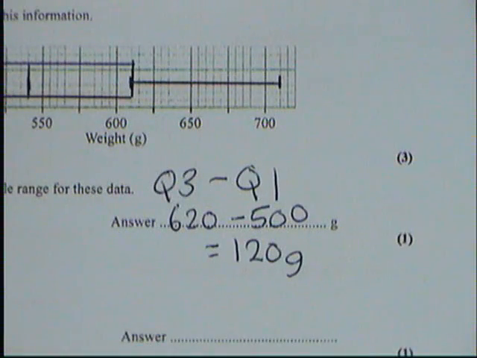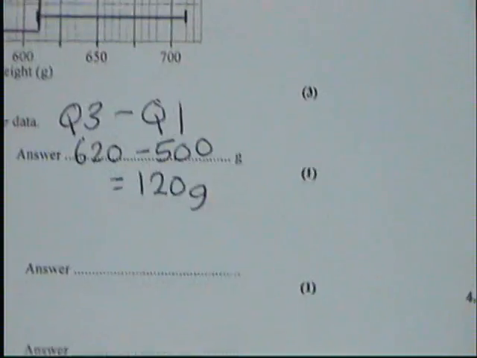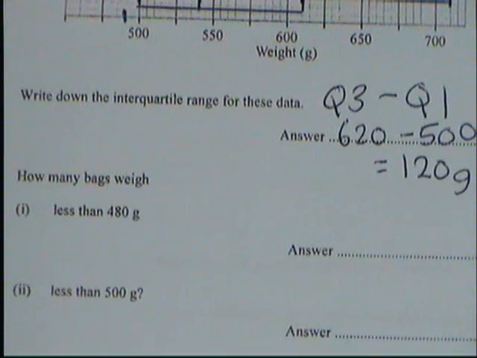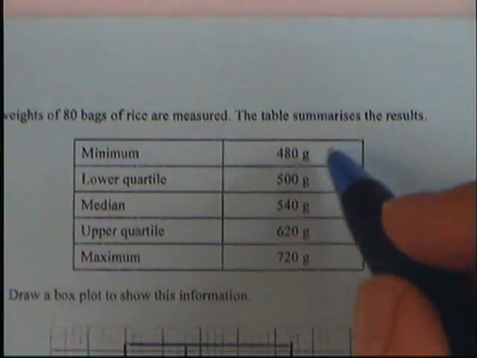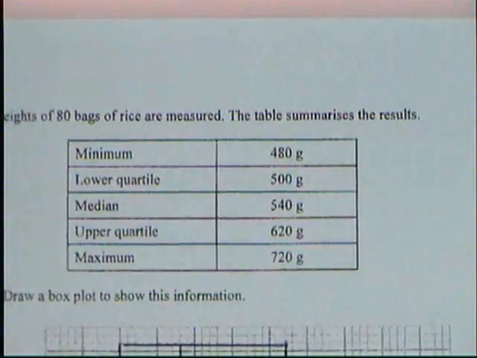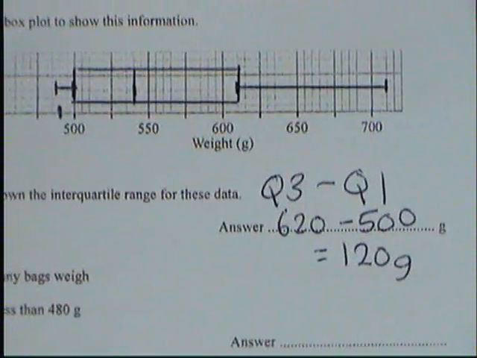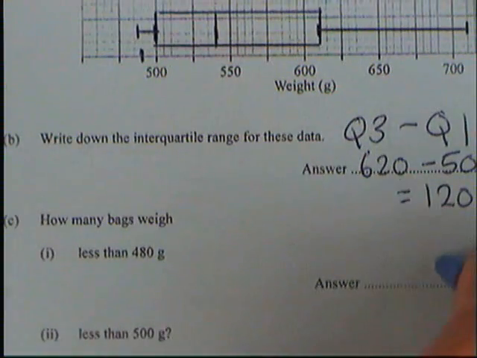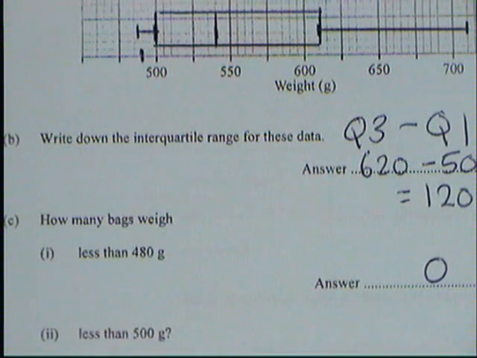Now, the next bit of the question says, how many bags weigh less than 480 grams? If we go back to the table, it says the minimum value is 480, so there can't be any bags that weigh less than that. And the answer to that is 0. And then it says how many bags weigh less than 500.